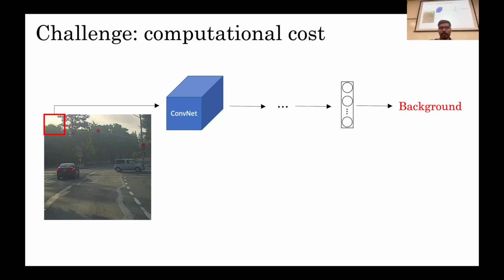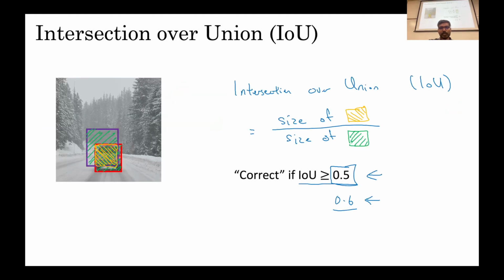So these are the two fundamental challenges, and now we'll see how we can solve them. Before that, let's get introduced to a terminology called intersection over union. This is useful in multiple ways. One is to check if your predicted bounding box is correct or not, and another use case is to do the non-max suppression.